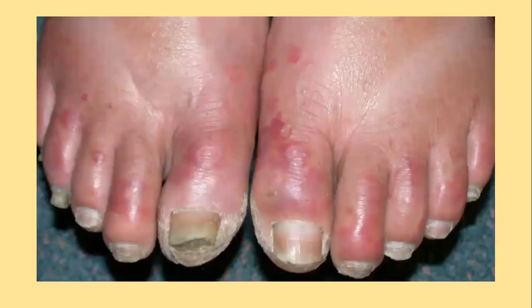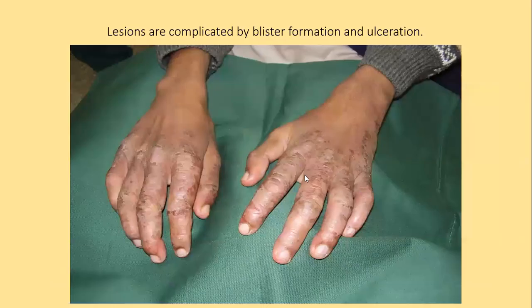This is a common presentation of perniosis. You can see the erythematous and purplish papules and nodules on the acral skin. And this slide shows desquamation of the skin along with some papular and violaceous lesions.